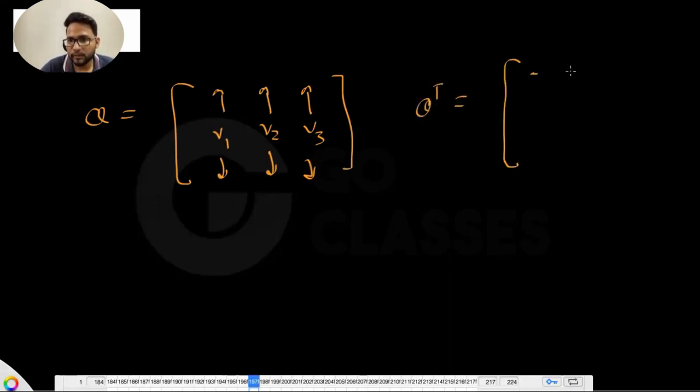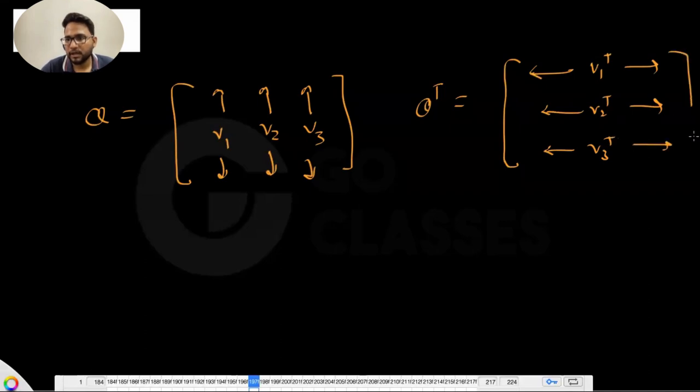Now, for example, let's suppose this is the matrix Q that I have. This is V1, this is V2, this is V3. Then can you tell me what Q transpose will be? This vector V1 will come here as V1 transpose, V2 will come here, V3 will come here. And these are only for square matrices. This is a square matrix.